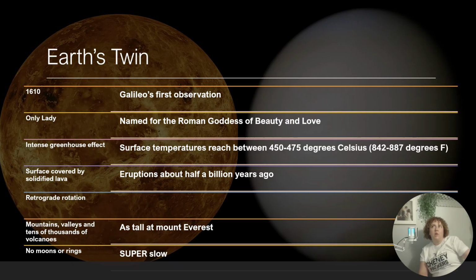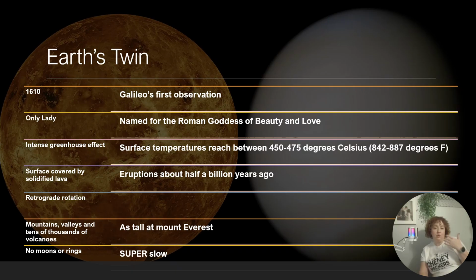The surface is covered by solidified lava, which scientists believe was active about half a billion years ago, so 500 million years ago. We think that it was a very active tectonic planet that has at least had some time for that material to cool, to where you get that solidified surface.